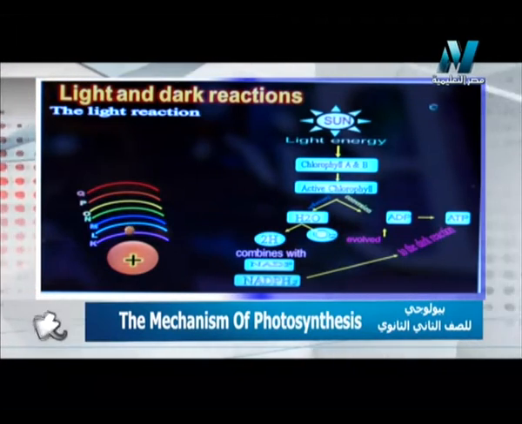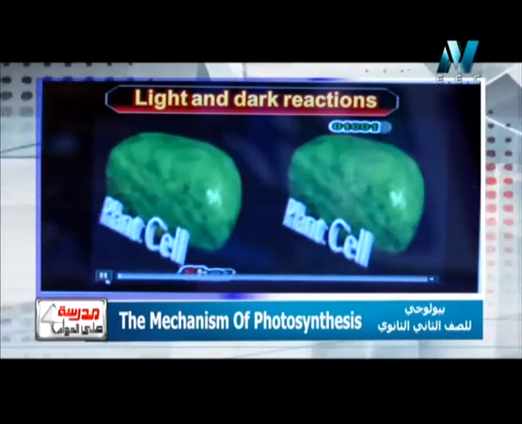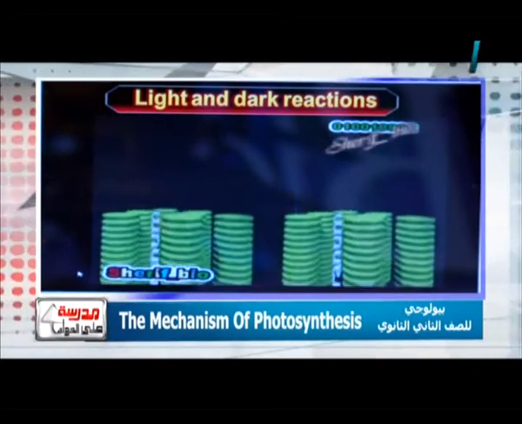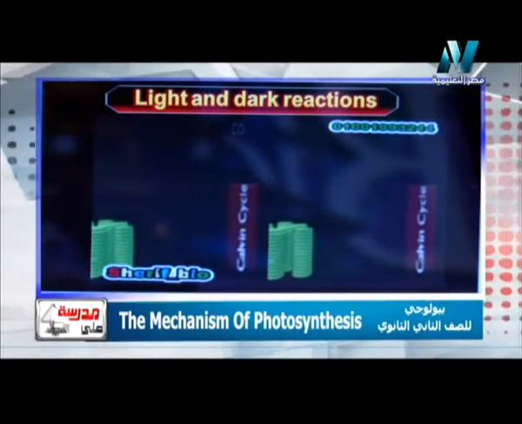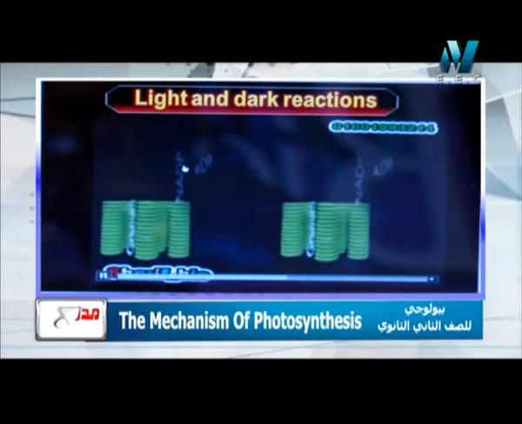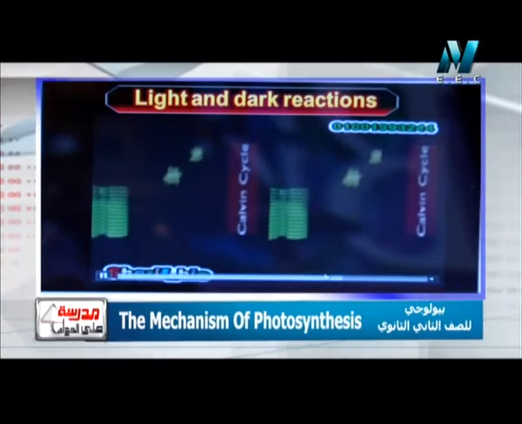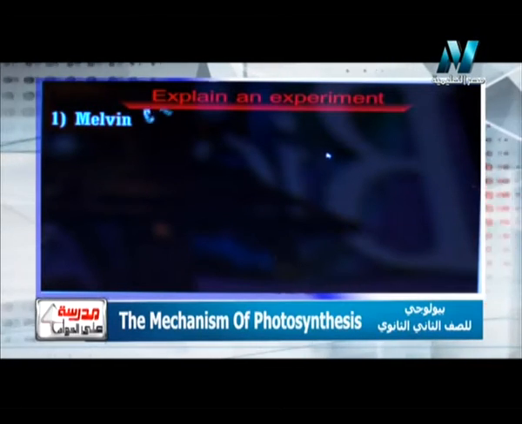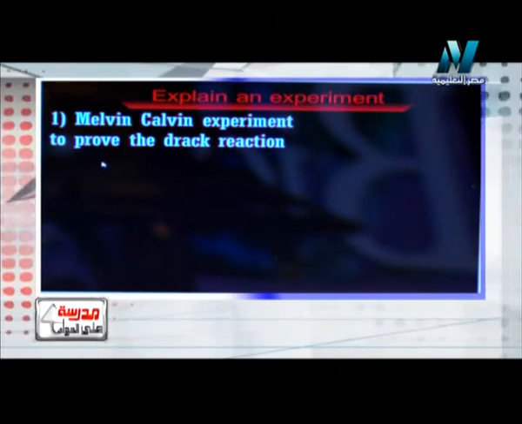But what about the dark reaction? The dark reaction means reducing carbon dioxide by hydrogen into sugar. So in the dark reaction, carbon dioxide is reduced by hydrogen carried on NADPH2 and the energy stored in ATP to form sugar. The dark reaction takes place in the stroma, but the light reaction takes place on the grana surface. The limiting factor of the light reaction is the light, but the limiting factor of the dark reaction is the temperature.